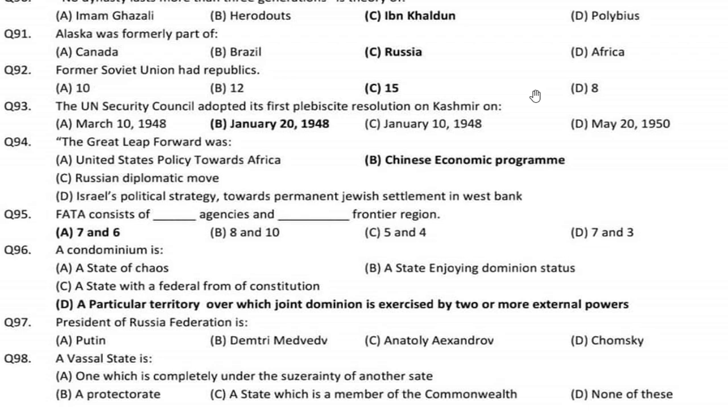A condominium is option A, a particular territory over which joint dominion is exercised by two or more external powers. President of Russian Federation is option A, Vladimir Putin. A vassal state is option A, one which is completely under the sovereignty of another state.